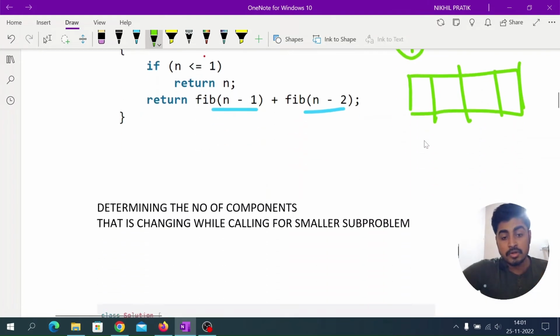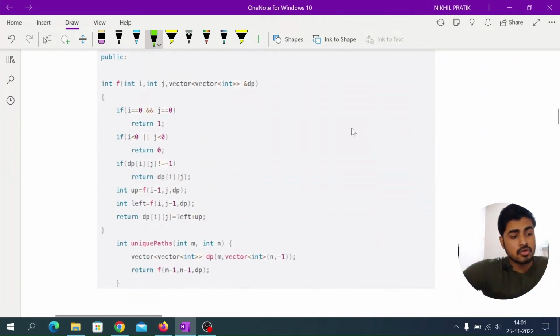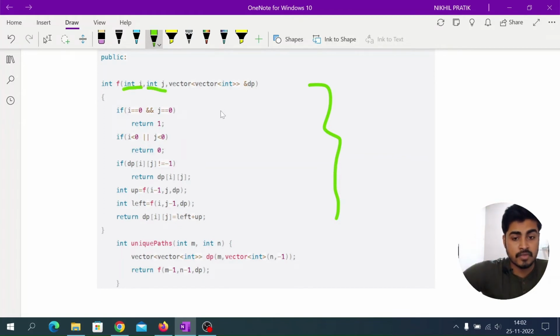Now let's go into a second approach. Just ignore this recursive case. It is one of the solutions to the unique paths problem on LeetCode, a recursive function relevant to that question, so no need to worry about that, just understand the concept. Now we have two values here, i and j. In the next function call it reduces i to i minus 1, and in another call it reduces j to j minus 1. So let's talk about the number of components that are getting changed.